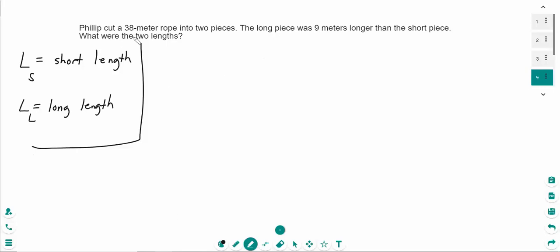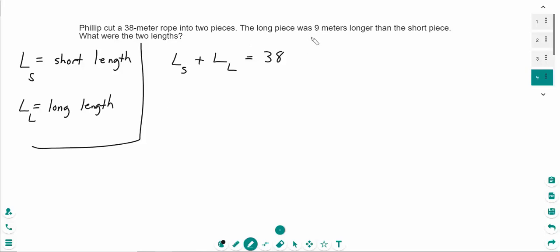So he cut a 38-meter rope into two pieces. Now let's think about that. If he has a 38-meter rope and he cuts it into two pieces, well, wouldn't that mean that the short one and the long one added together must sum up to 38, right? So that would be one equation. The two lengths have to sum to 38. So we have the length of the short plus the length of the long. They have to equal 38. So there's one equation right there. That one's pretty straightforward. Now we have the tricky one, right?